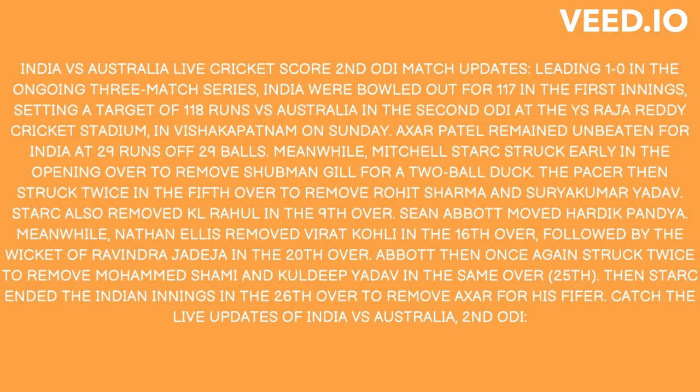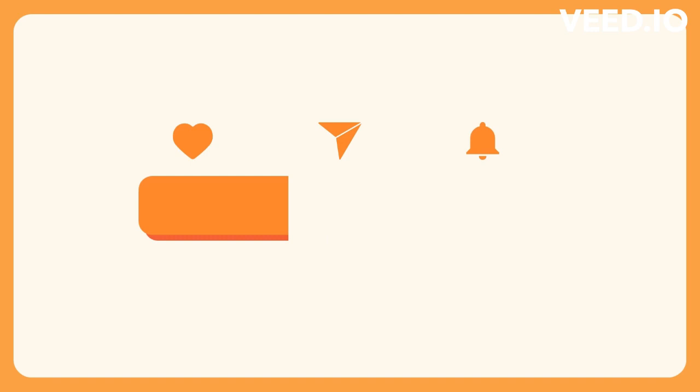Meanwhile, Nathan Ellis removed Virat Kohli in the 16th over, followed by the wicket of Ravindra Jadeja in the 20th over. Abbott then once again struck twice to remove Mohammad Shami and Kuldeep Yadav in the same over, the 25th. Then Starc ended the Indian innings in the 26th over, removing Axar for his fifer.